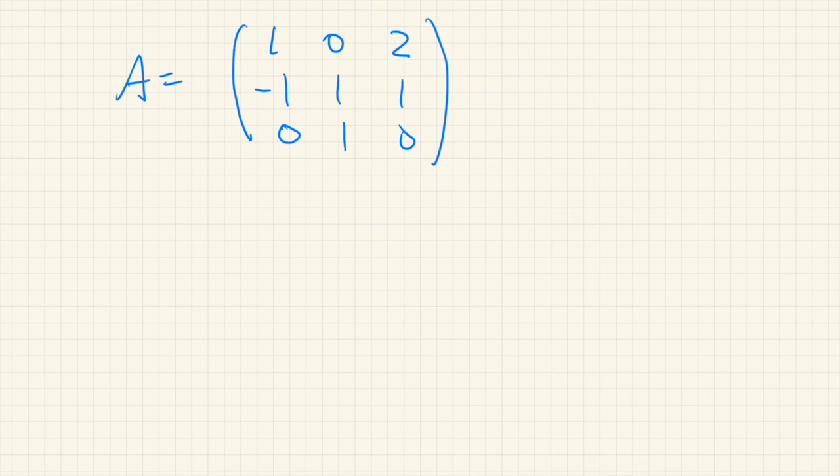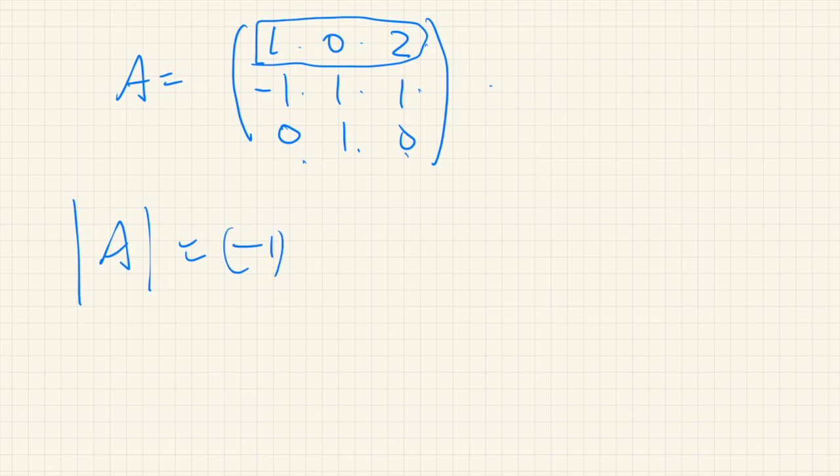Next, let's consider this 3 by 3 matrix, made of 1, 0, 2, negative 1, 1, 1, 0, 1, 0. Let's calculate the determinant of this. First, let's pick the first row.